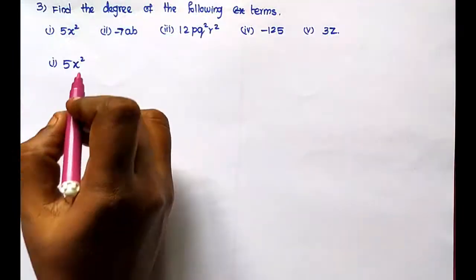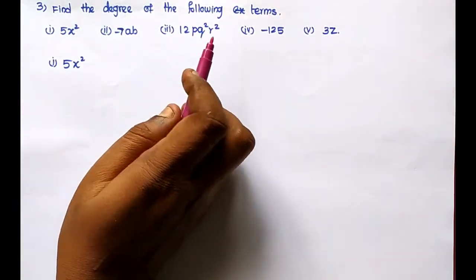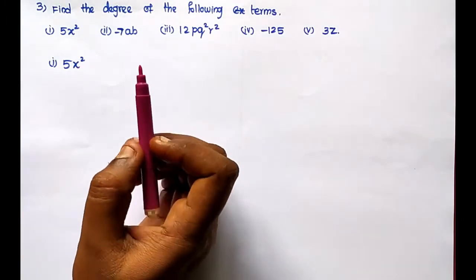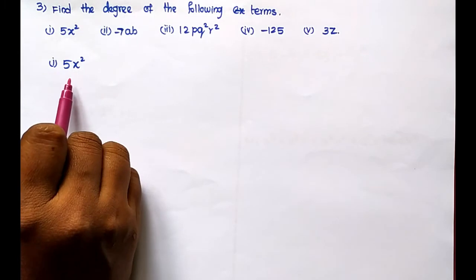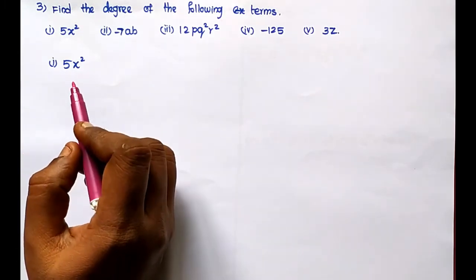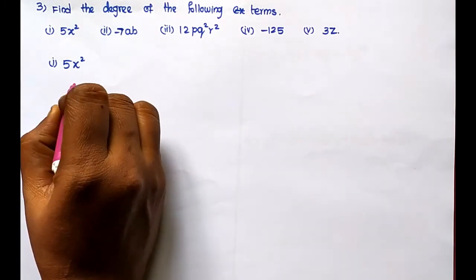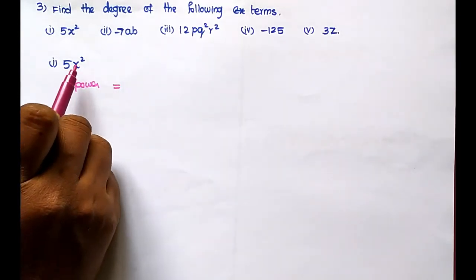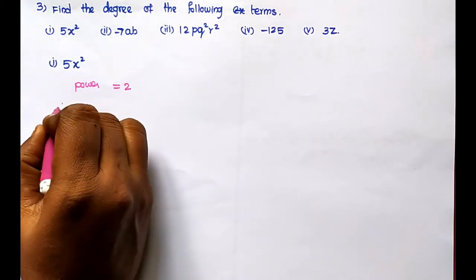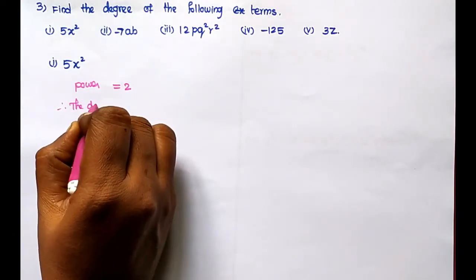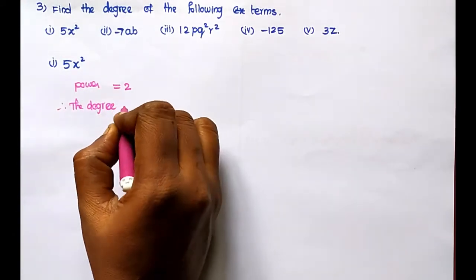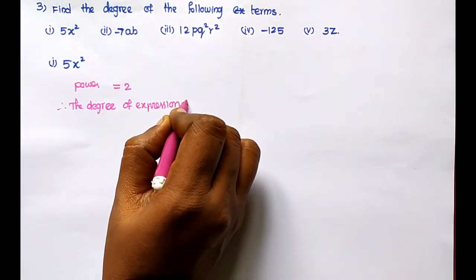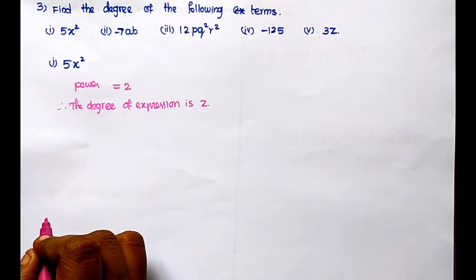That's the answer. Third sum, find the degree of the following terms. Listen, 5x squared, there is only one term. So, its power is the degree of the expression. Here the power is which one? 2. Therefore, the degree of the expression is 2.